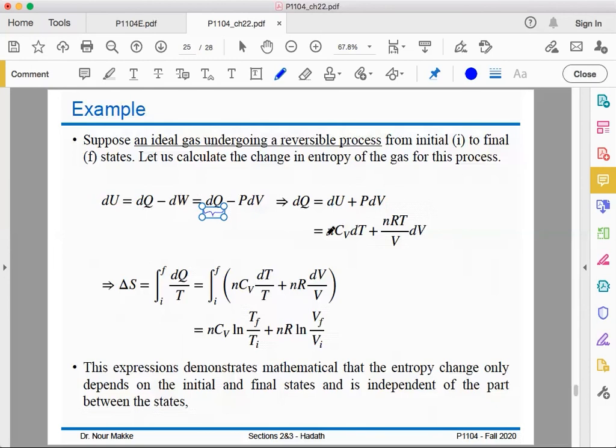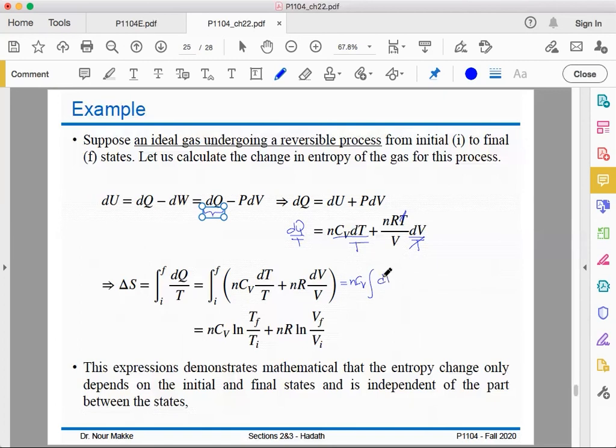What is left to do is divide dq by T and put in its value. So if you divide dq by T, you end up with nCv dT over T plus nRT dV over TV. Here the T with the T cancel out, so you are left with nCv dT over T plus nR dV over V. And this is it. Now all you need to do is make the integral. For the first integral, nCv are constants, so they come out.